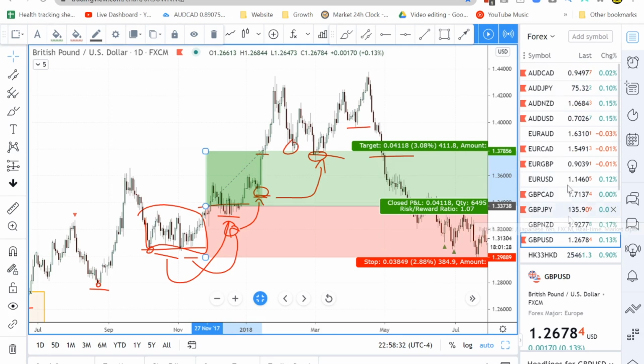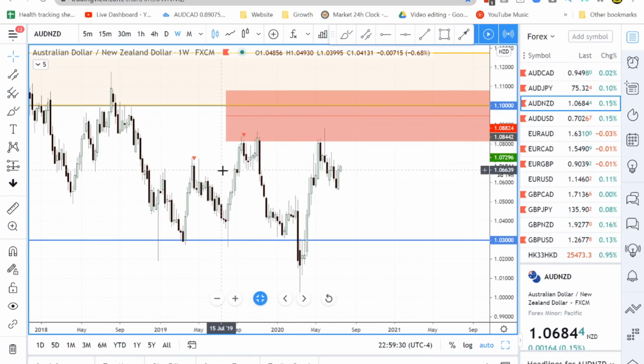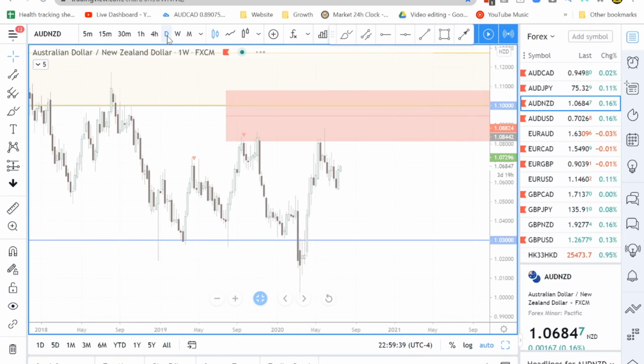Let's look at another example. Here we go on AUD NZD, Australian dollar, New Zealand dollar. This is a trade that I took recently that worked out well. I want to show you how you could scale into that trade to get even better results.